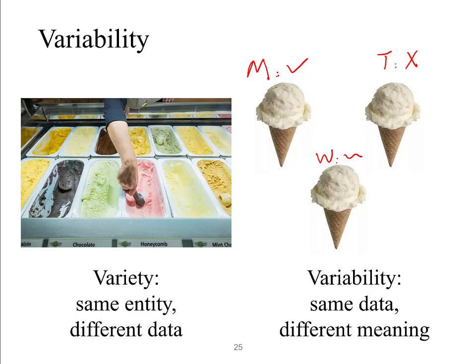So when we talk about big data, variety is we have the same object, but we have different types of data. Like we mentioned before, for one same customer, we have data related to him and profiling him from different angles. That is variety. Variability is we have same data, but the meaning of the data is changing, it's different. That is variability.